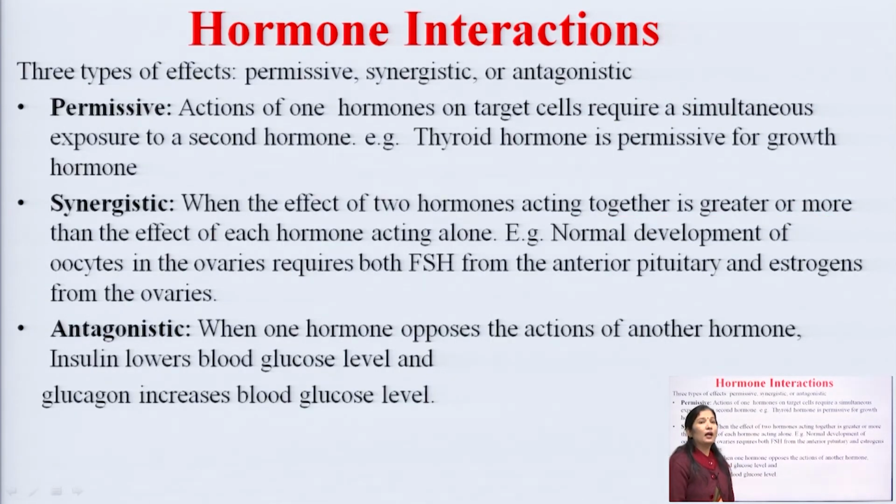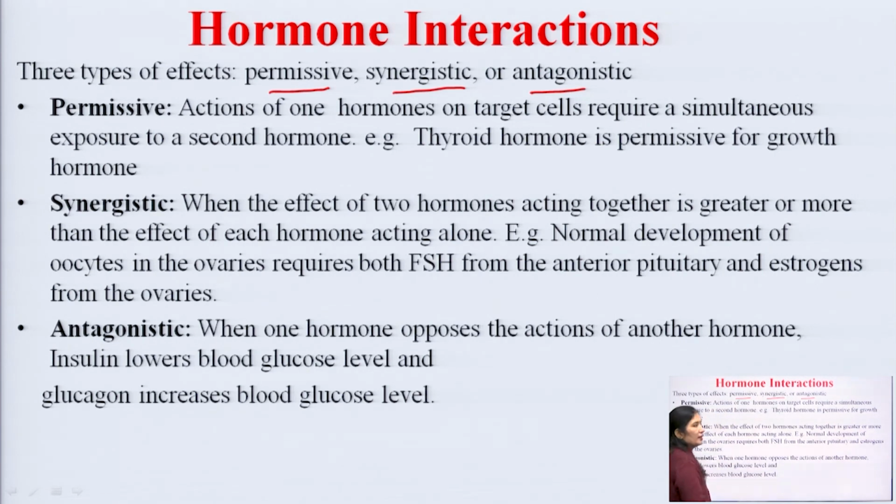Next is hormone interaction. To produce its action, the receptor should be present on the cell or inside the cell, the hormone should be released in sufficient quantity, and thirdly the hormone itself can affect the action of other hormones. This type of action can be permissive, synergistic or antagonistic. So, one hormone can affect another hormone's action in these ways.